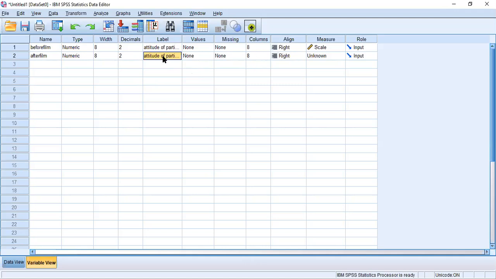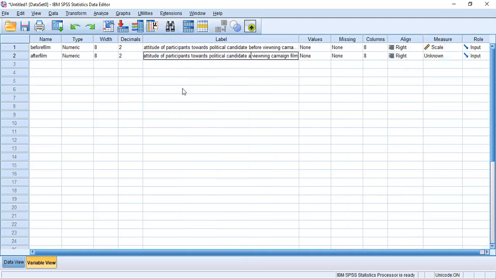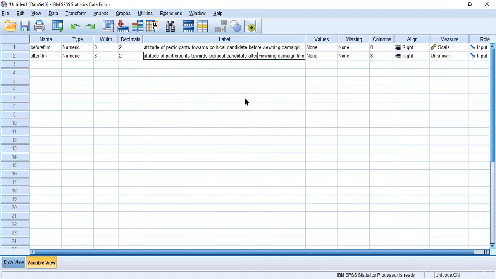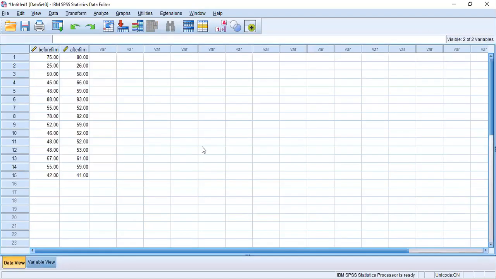So here it is, attitude of participants towards political candidates after. Instead of before, it becomes after. And again, the measure happens to be the scale. So that's given to us, that's before us. So that's the data. This is the data view.